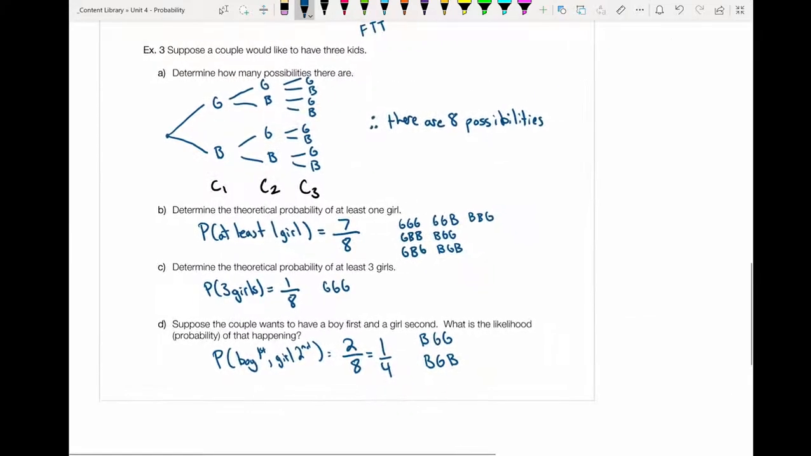The main thing from this is tree diagrams, and how we can use them to represent different scenarios to help us visualize the possibilities, which we can then use to come up with theoretical probabilities.